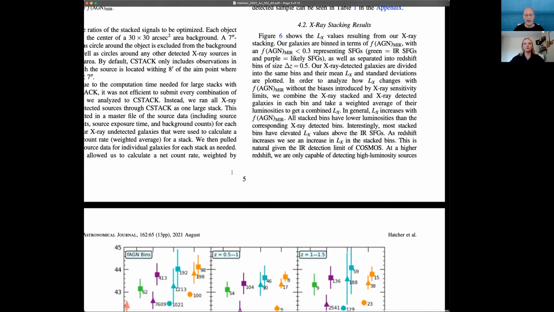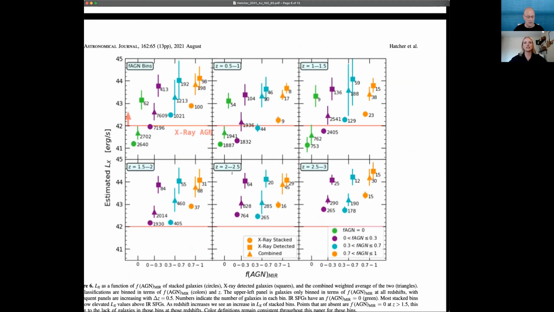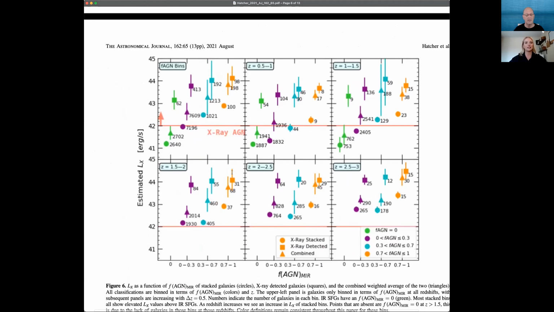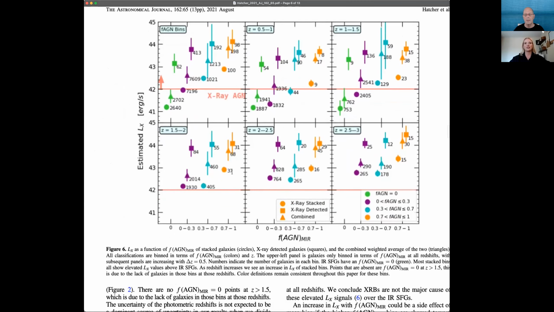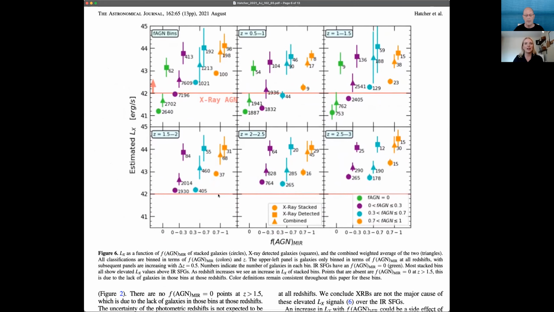Okay, so we were back here. Yes, big figure 6. So go down. Yes, figure 6. There's a lot here, so I will go through it slowly. First, let me refresh our FAGN classifications. The green is star-forming galaxy; purple, most likely star-forming; blue, composite; orange, IR AGN.